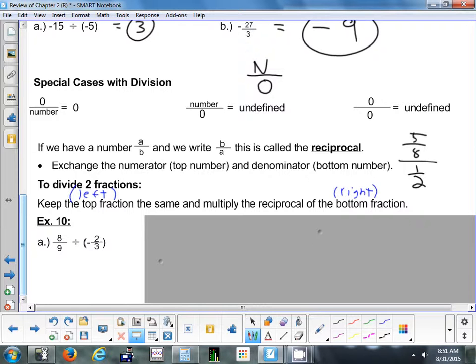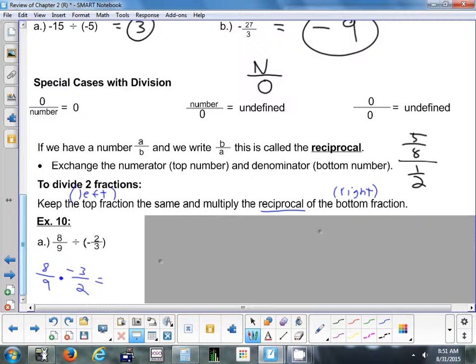Okay, so which fraction here, Sam, is going to stay the same? Good, 8 over 9. Now, when we divide fractions, we're not going to use division. We're going to change it to multiplication. And Maria, what am I going to multiply by? Negative 2/3. Oh, negative 3 over 2. Right, we got to flip it. She kept the negative. When you flip it, the negative stays right where it is.